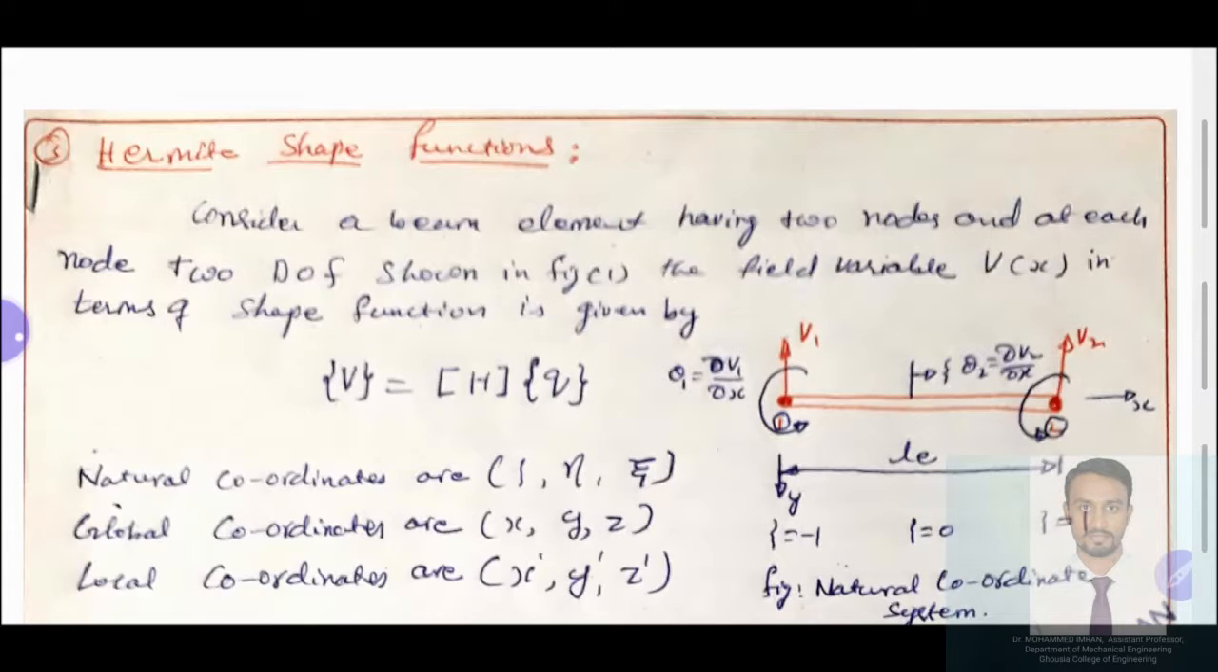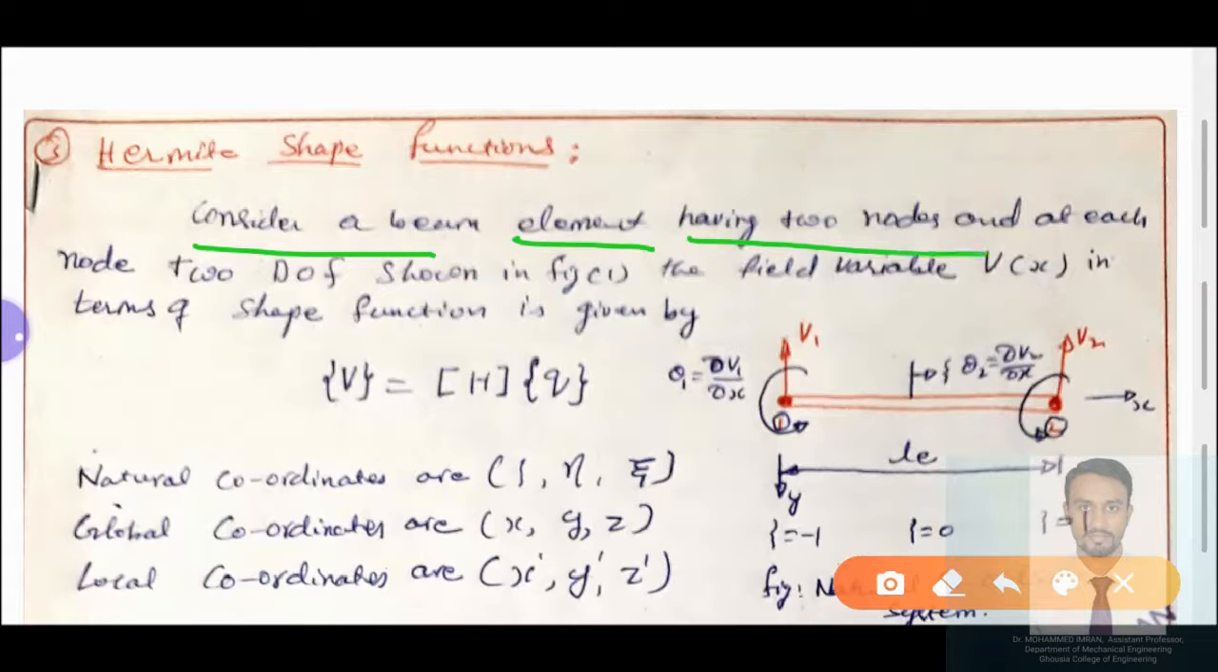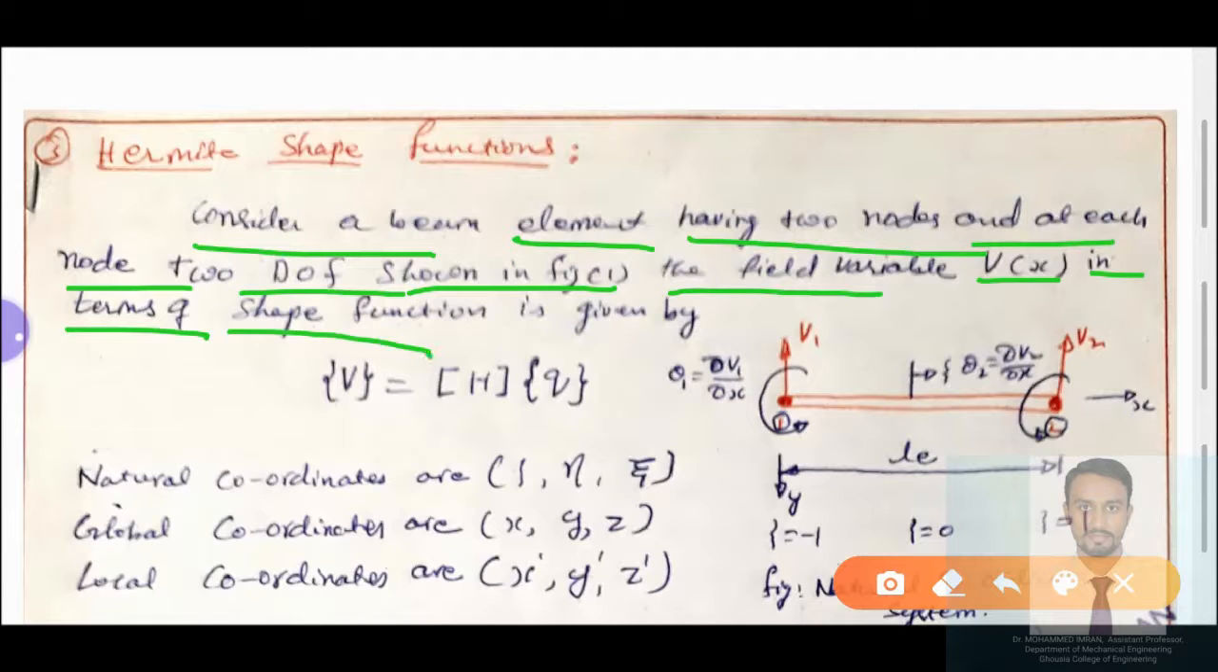To derive the Hermite shape function for a beam element, consider a beam element having two nodes and at each node 2 degrees of freedom, shown in figure 1. The field variable v of x in terms of a shape function is given by v equals H into q, where H is the Hermite shape function which we need to find. Q is a displacement vector that will depend upon the number of degrees of freedom assumed for the analysis.